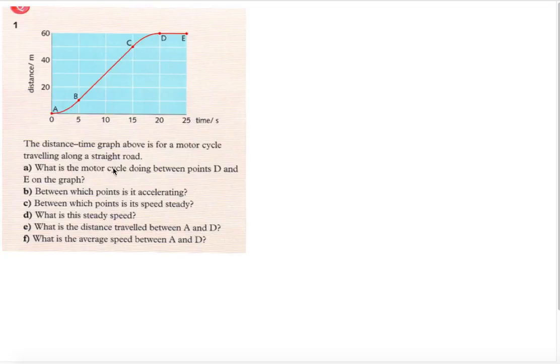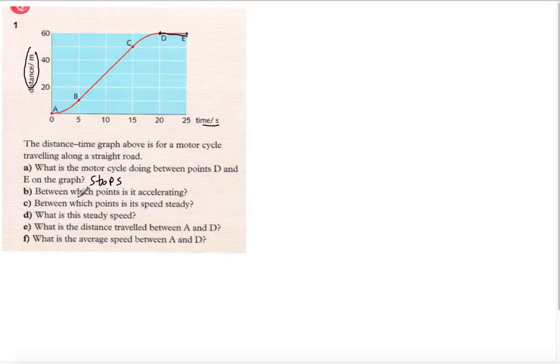A. What is the motorcycle doing between the points D and E on the graph? Let us look between D and E. First of all, we need to understand this is a distance-time graph, and between D and E there is a 5-second pass, and in these 5 seconds there is no change in distance, so we understand the object is not moving. So between D and E on the graph, the motorcycle stops.